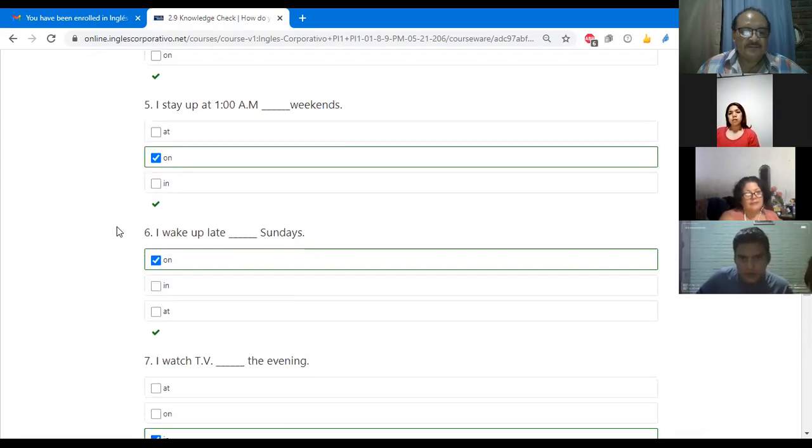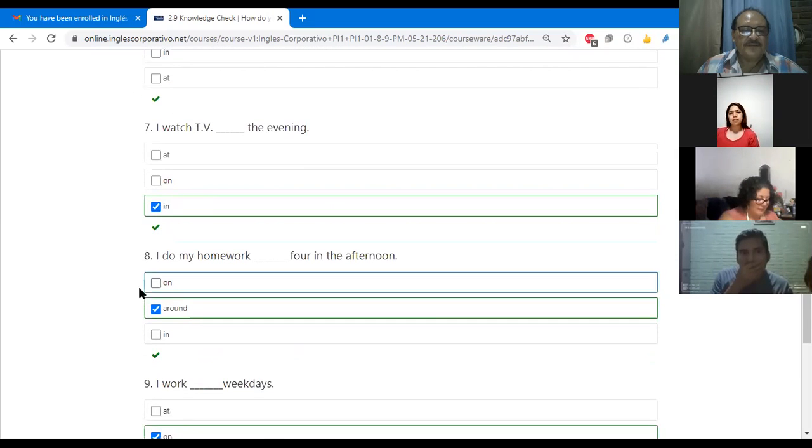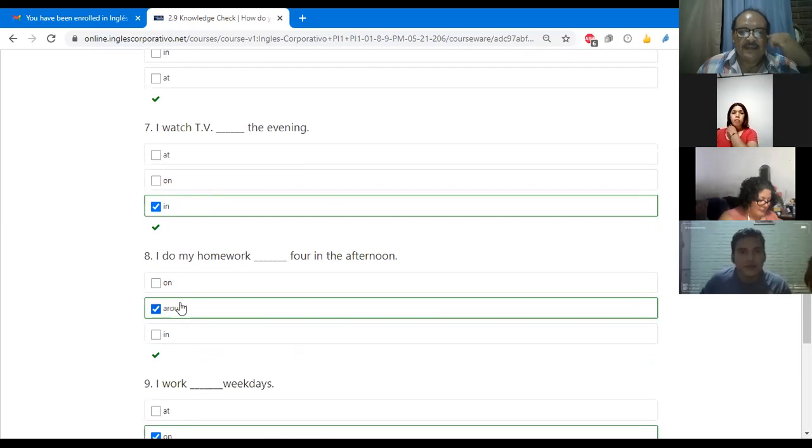And it's not around. I lost it. Ah, here. Right. And then around is, for example, around 4 o'clock is 3:45, 3:50, 3:55, 4 o'clock, 4:05. Okay, it's approximately at that time. You can use it like alrededor de las cuatro, ahí por las cuatro, right? So that's the, they use around, around four in the afternoon.